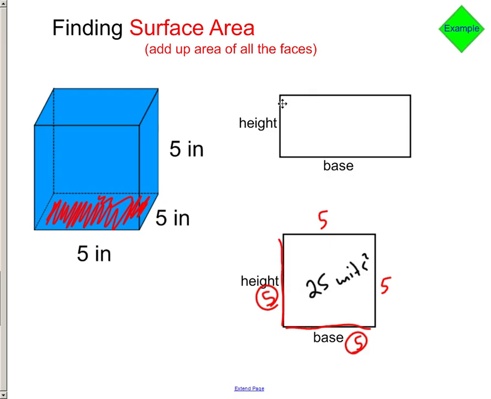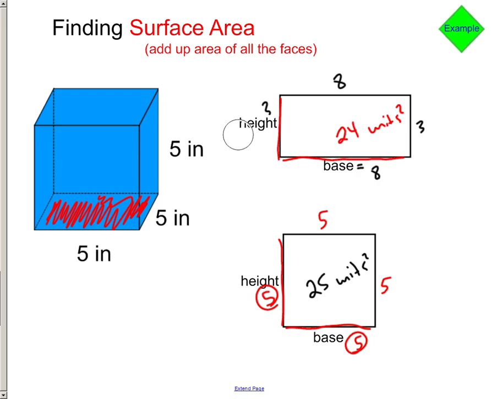Same thing with a rectangle. If we were dealing with a rectangle, let's just say the base was in this case 8, and the height in this case was 3. That would make this side 3 and this side 8. We'll talk about that property of rectangles and squares in a bit. But 3 times 8, base times height, that makes it 24 units squared.